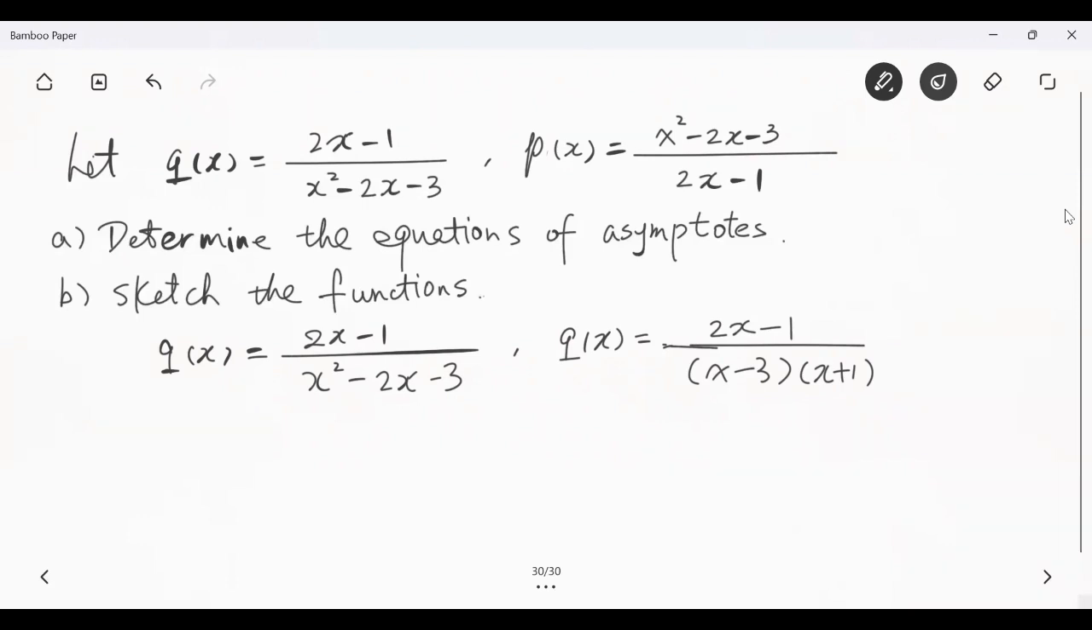Then we check the denominator. We can get the two VAs. If x minus 3 equals 0, that is x equals 3. If x plus 1 equals 0, that means x equals negative 1. So the HA, the horizontal asymptote, is y equals 0.